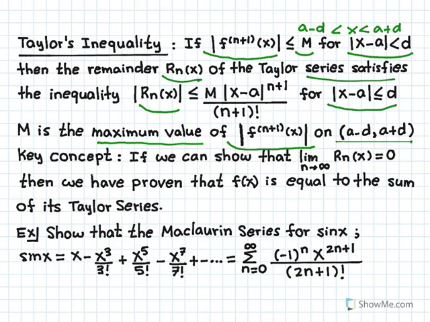So if we can show that the limit as n approaches infinity of the remainder term is equal to 0, then we have proven that the function f of x is equal to the sum of its Taylor series. So let's do an example. We would like to show that the Maclaurin series for sine x is equal to x minus x cubed divided by 3 factorial plus x to the 5 divided by 5 factorial minus x to the power of 7 divided by 7 factorial. So we have to prove that the limit of the remainder term is equal to 0. Let's do that.